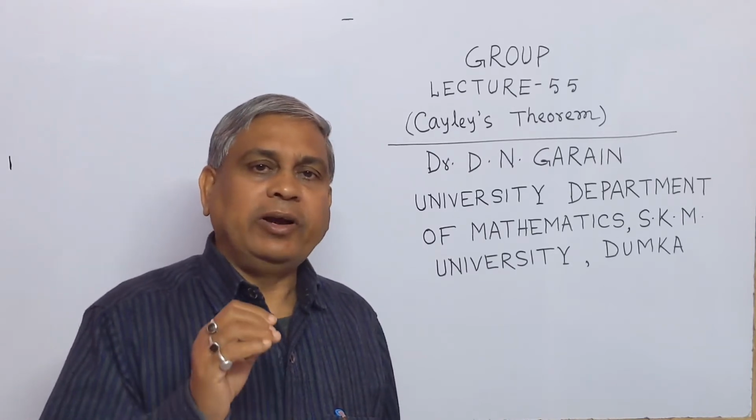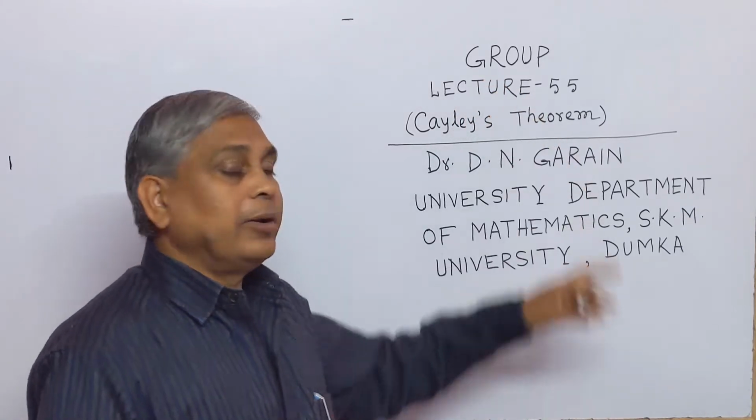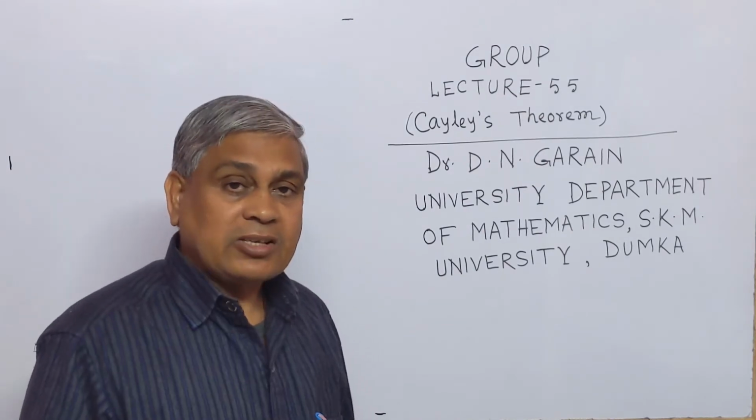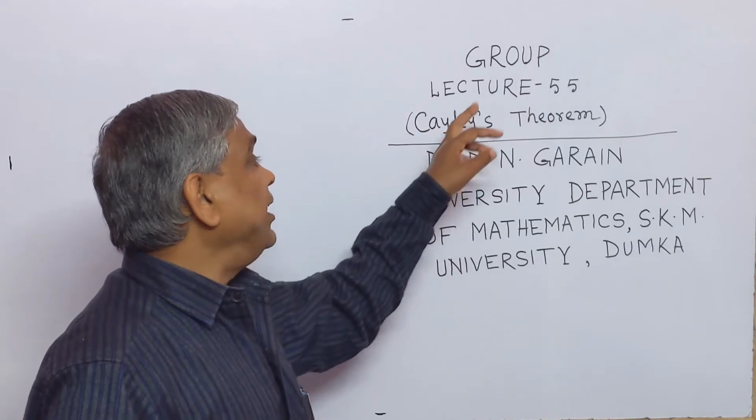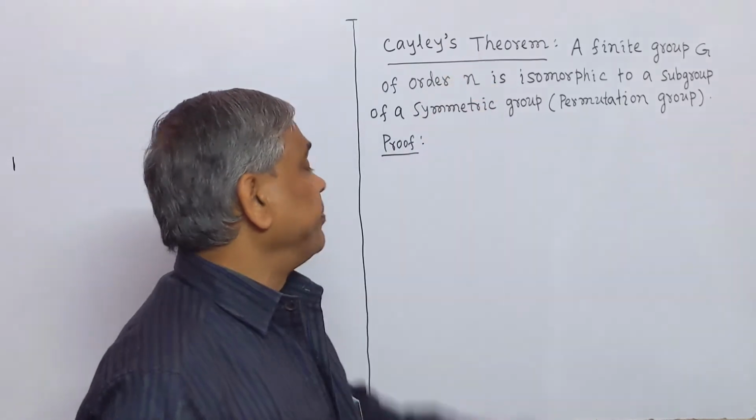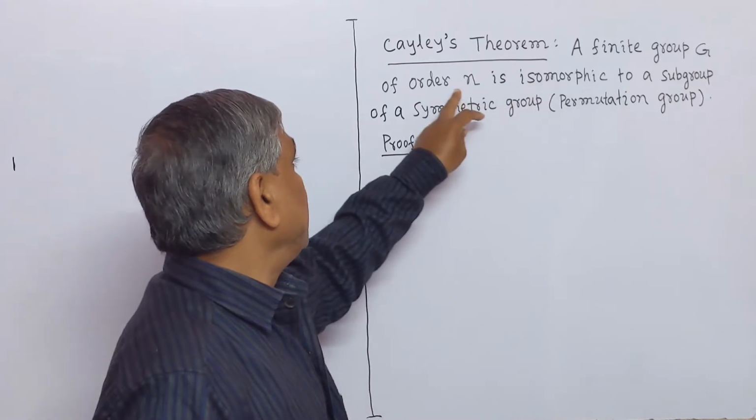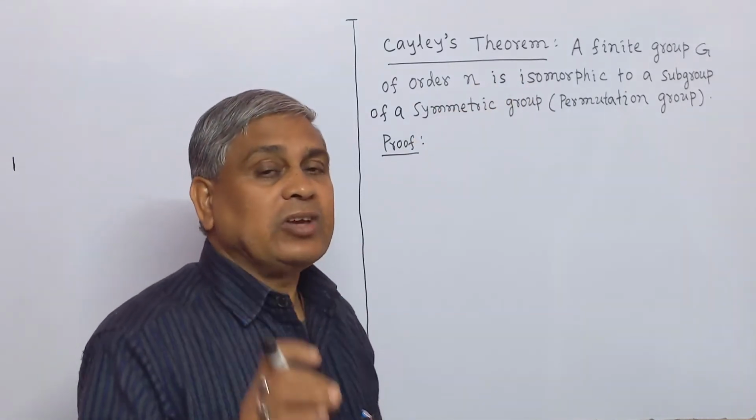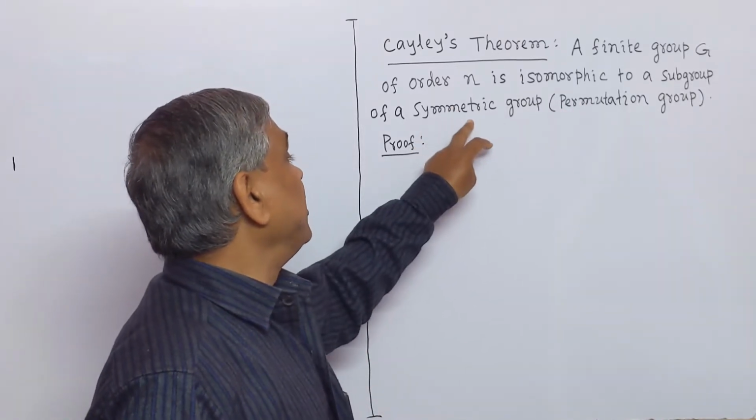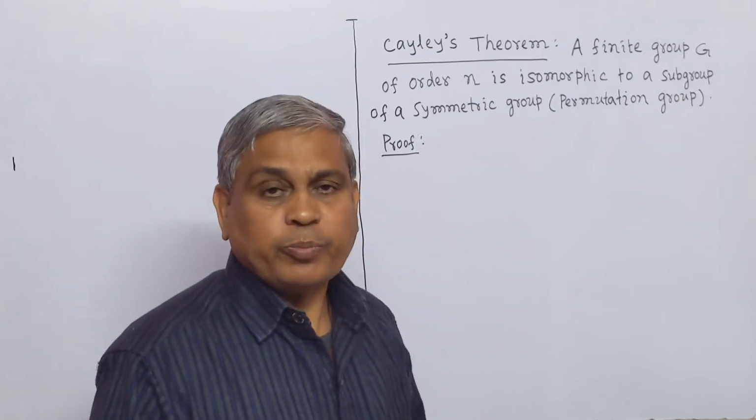Today, I will deliver group theory lecture number 55, in which I will discuss Cayley's theorem. Firstly, we state Cayley's theorem. Statement: A finite group G of order n is isomorphic to a subgroup of a symmetric group. Symmetric group means permutation group.